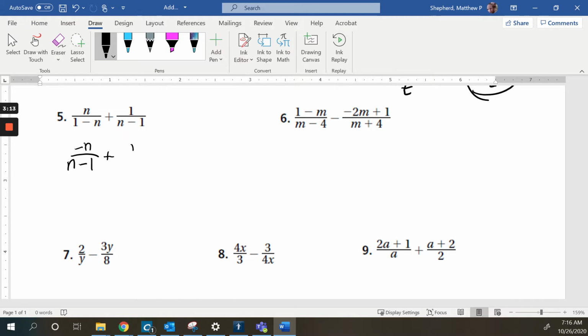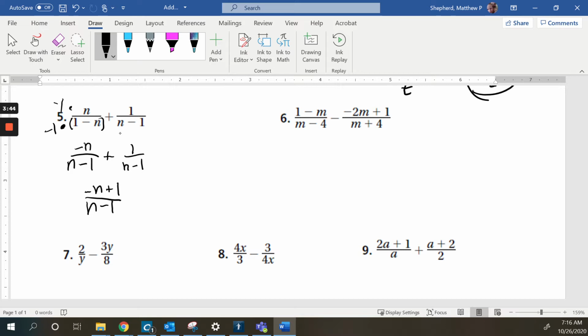Okay, and then we have a 1 plus n minus 1. In fact, I'm just going to write over here: that got multiplied by negative 1, and that got multiplied by negative 1. All right, so because I've now done that, both these denominators are the same, so now we can just add our numerators.